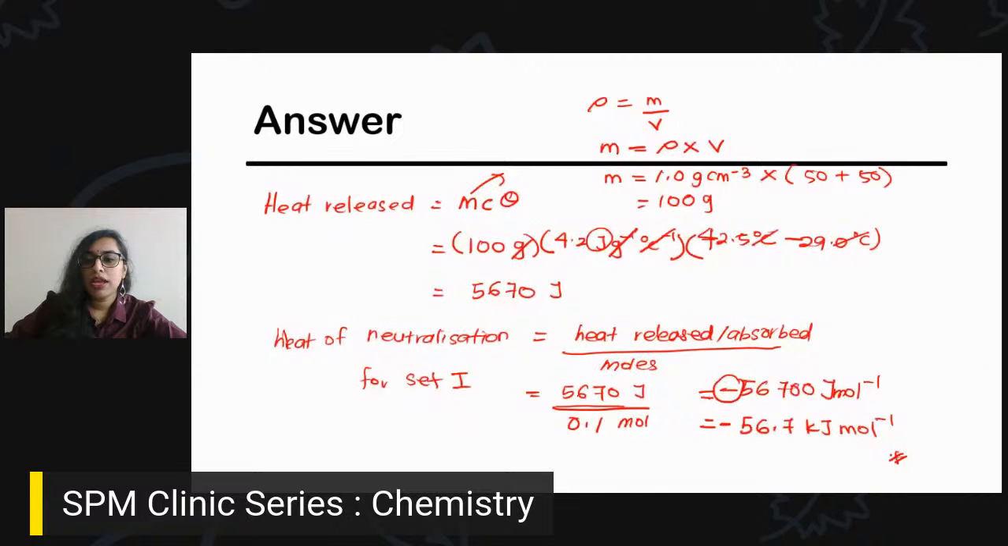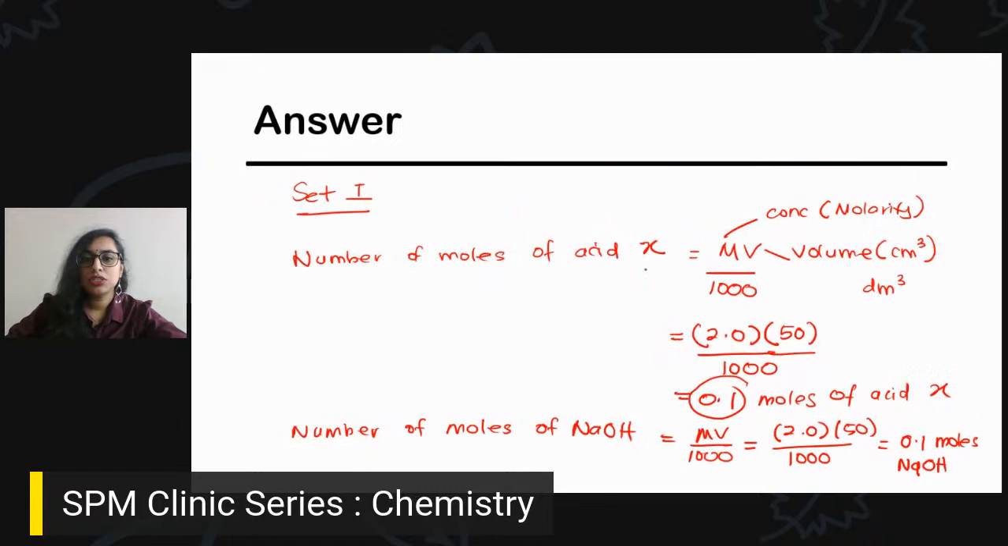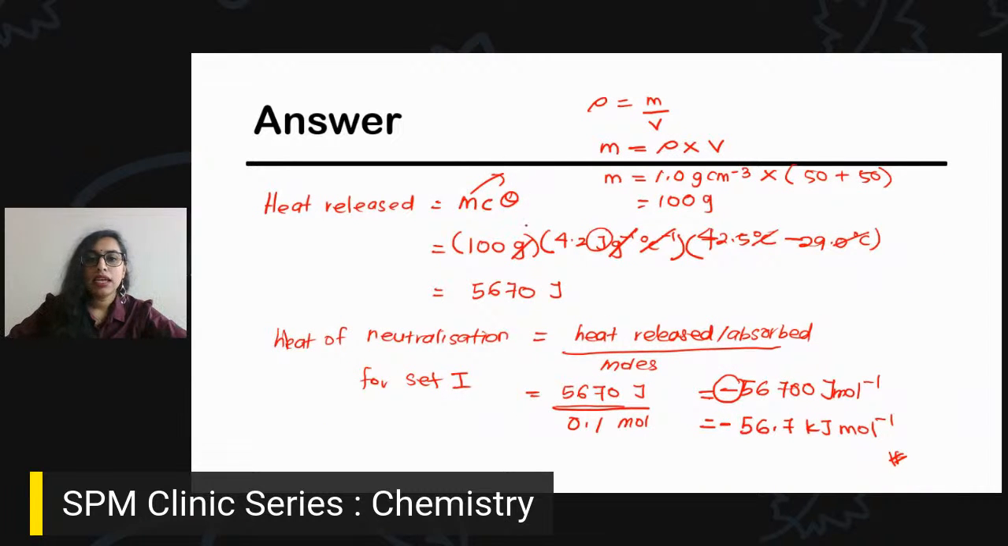All right. So where do you get marks and how many marks is it? Let's look here. You will get 1 mark when you calculate the number of moles of acid X, and 1 mark when you calculate the number of moles of sodium hydroxide. So it's a total of 2. And you will get 1 mark when you calculate heat release for set 1, and 1 mark when you calculate heat of neutralization for set 1. So a total of 4 for this.